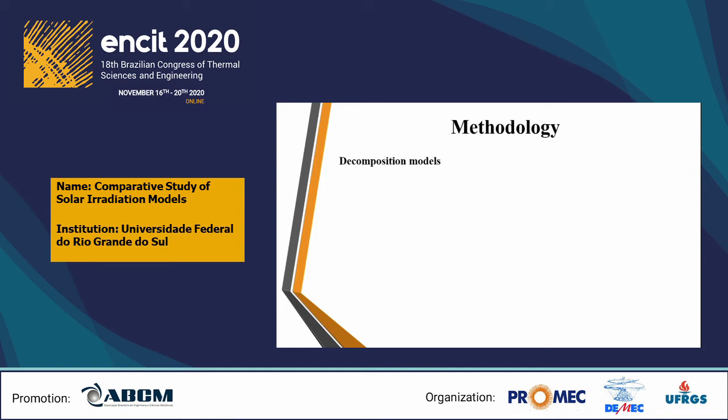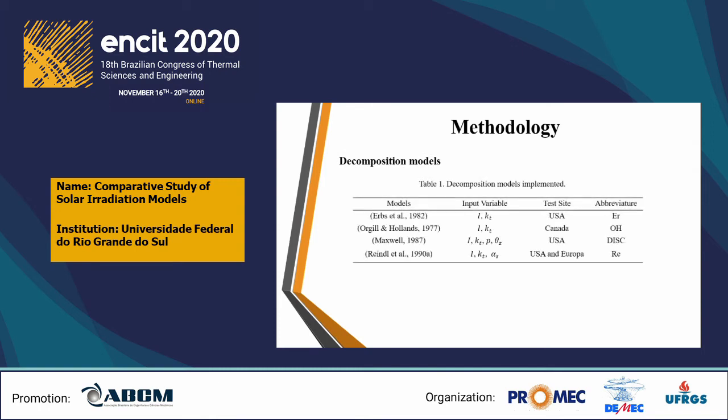The decomposition models can be empirical models, which are based on correlations relating either the clearness index or the direct beam transmittance with the diffuse fraction. This model is considered a quasi-physical model. Therefore, it uses physical principles together with the empirical correlation.